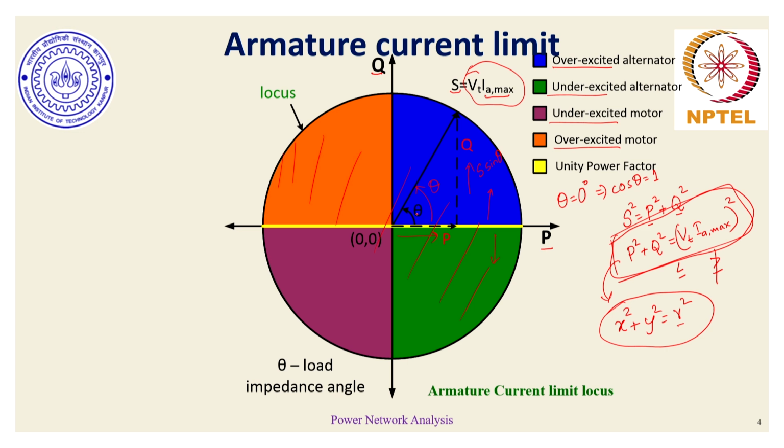So theta equal to 0 can occur both for generating mode, which is this yellow color line, and also for the motoring mode. And that's how the yellow color line represents unity power factor operation, where no reactive power exchange is happening.